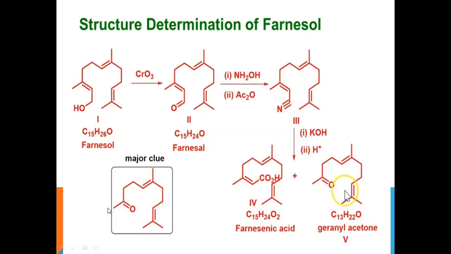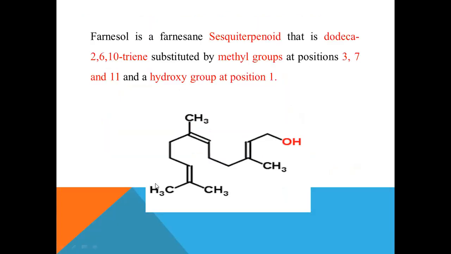carbon skeleton of farnesol. As we know the structures of farnesenic acid and geranyl acetone, this carbon skeleton might be present in farnesol. That is, the second carbon must be carrying a carbonyl group, and from the other end there must be a double bond, and this should be in the form of a straight chain. In between there is a methyl group present on the carbon atom.